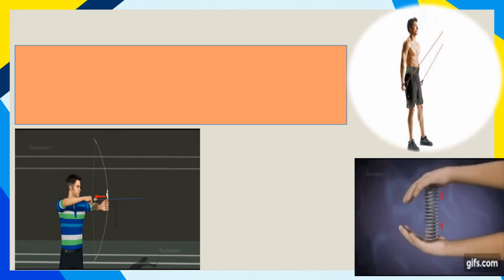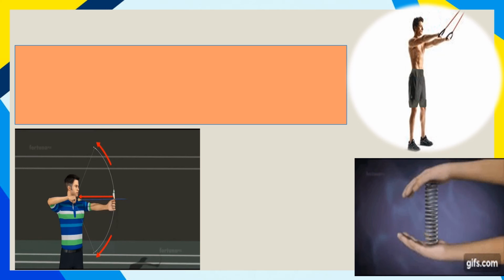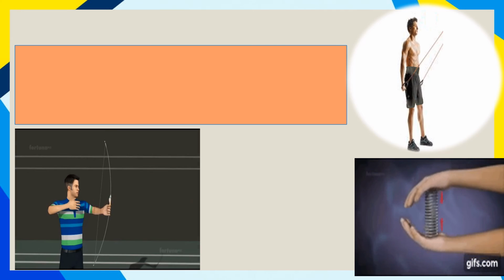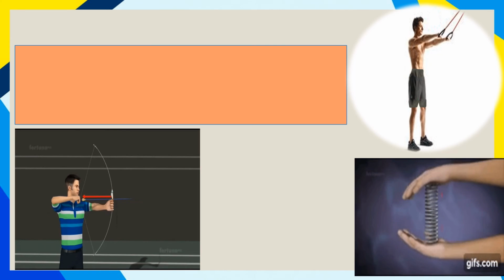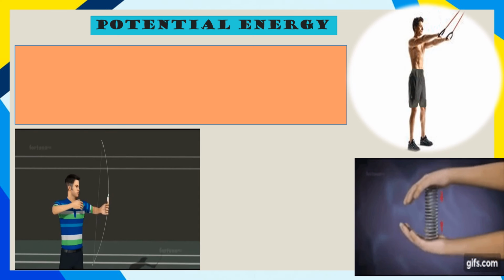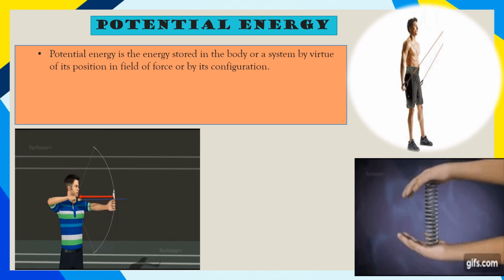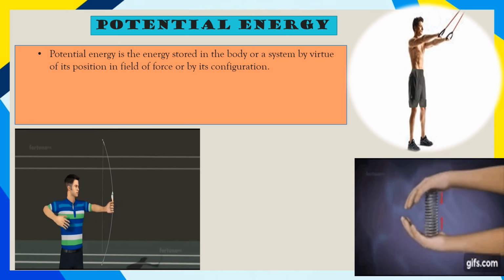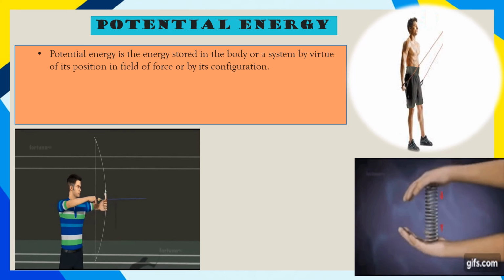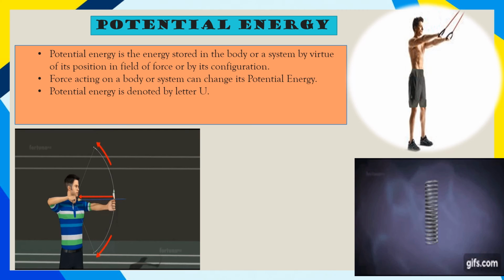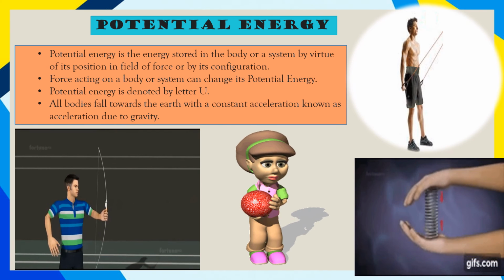Similarly, when you go to the gym, you do an exercise where you have rubber-like material being used, which you pull and then let go. That also is a kind of energy that is being used. That energy is called potential energy. Potential energy is the energy stored in the body. As I told you, it is stored in the body when you are pulling anything back or holding something. That substance has got potential energy in it.